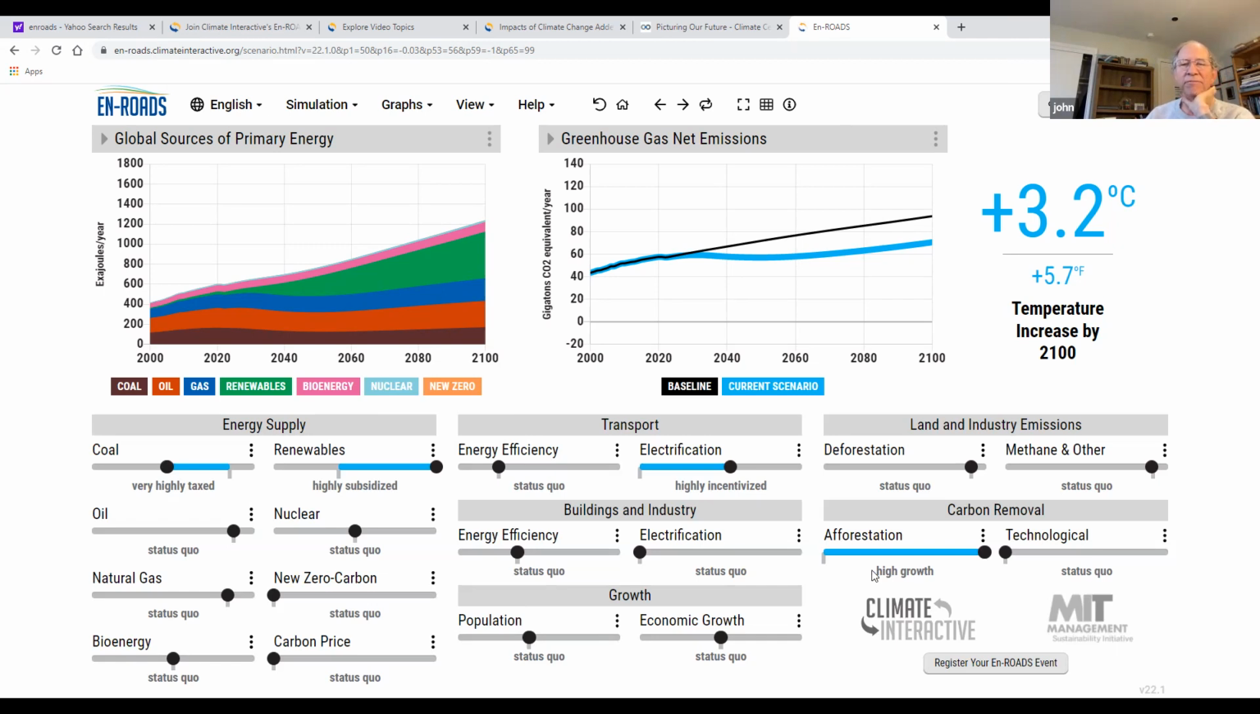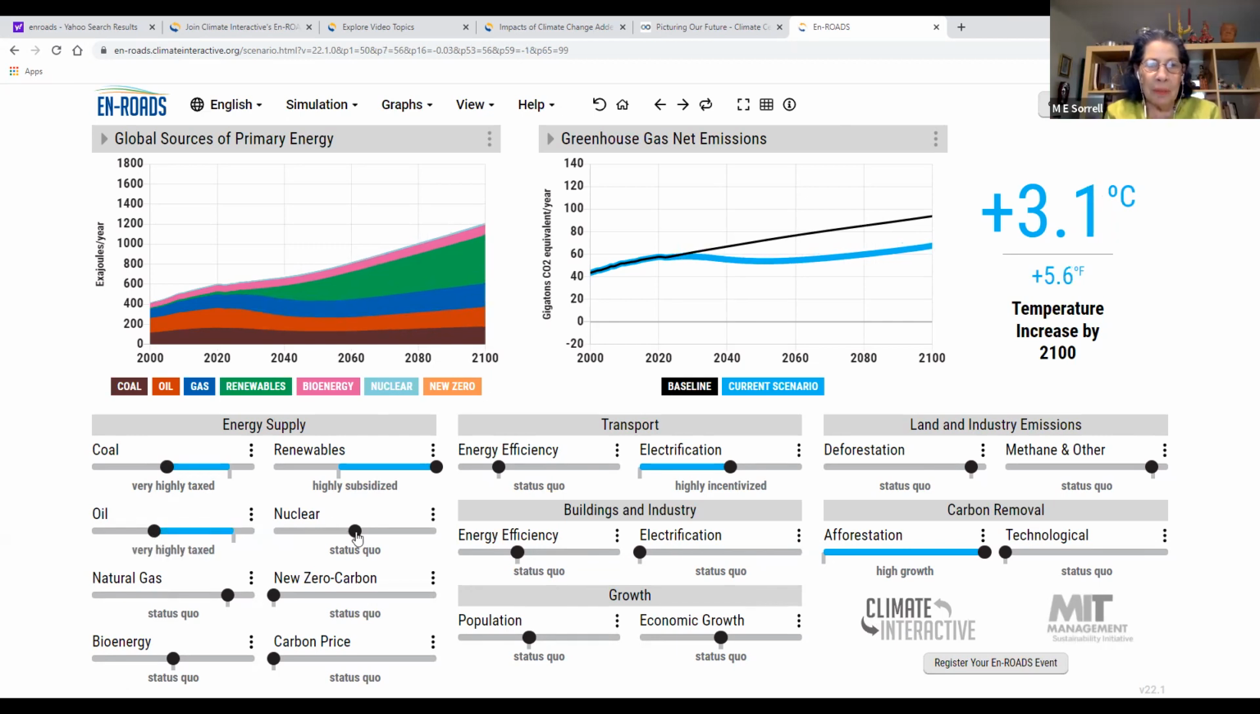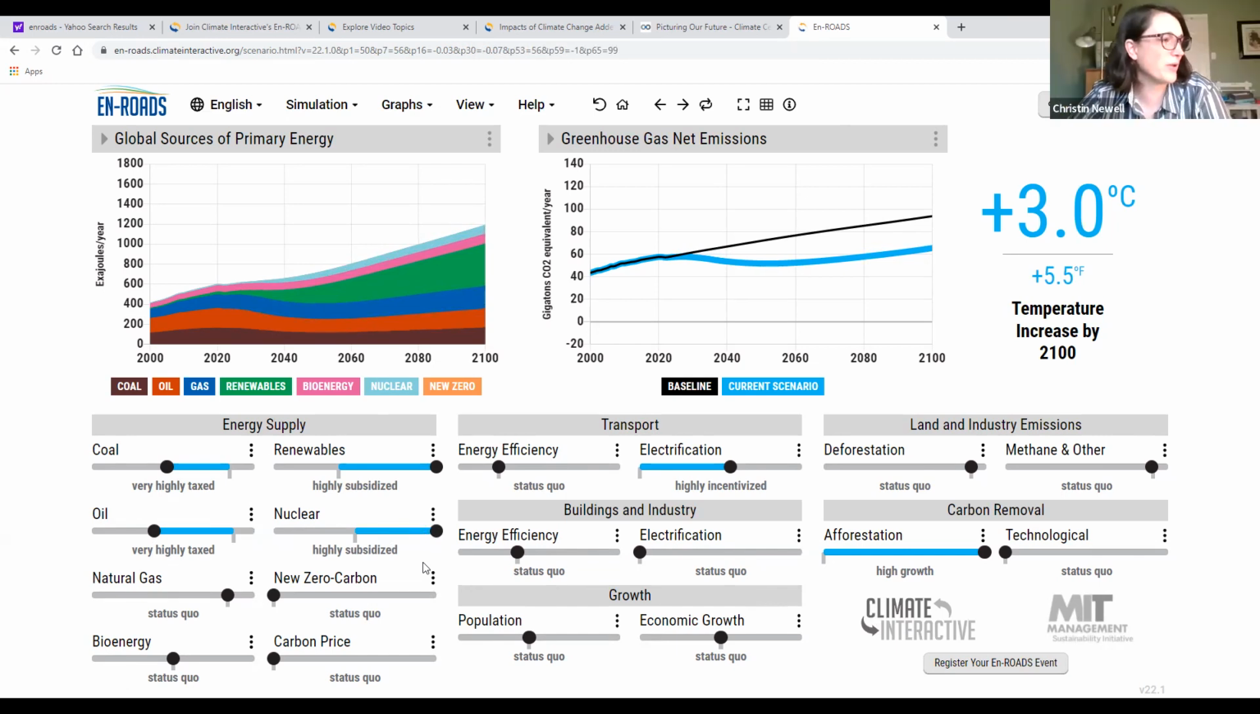But I'm pro shade. It makes a local difference. What if we reduce the oil and increase the nuclear? Okay, another 0.1 for each of those. Not much, huh? Okay, now did you guys see what else is down here?